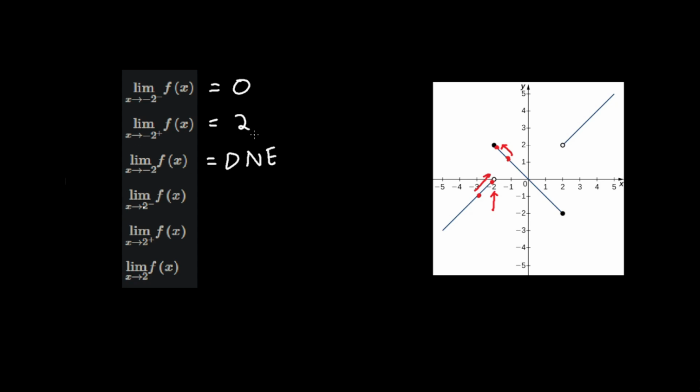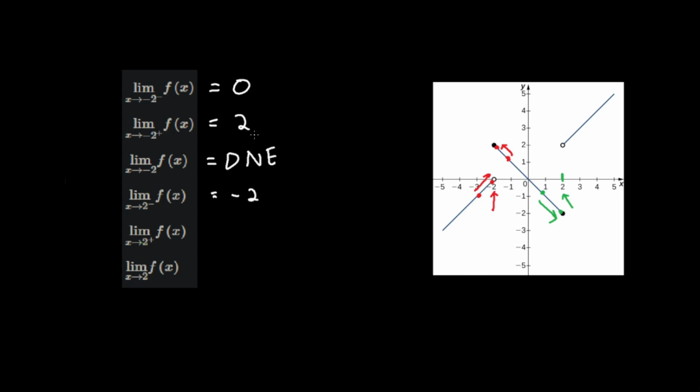Limit as x approaches 2 from the negative direction. Negative, hence the left. What am I doing drawing it on the right? As this green dot gets dragged super close to x equals 2, what is the behavior of the function? You get a y value of negative 2. So negative 2 is the answer.